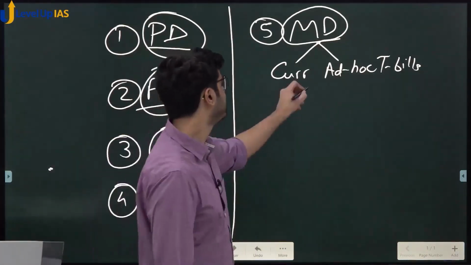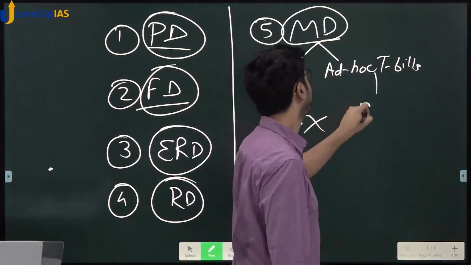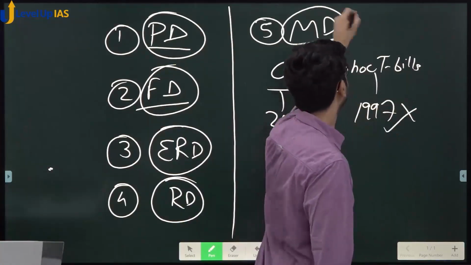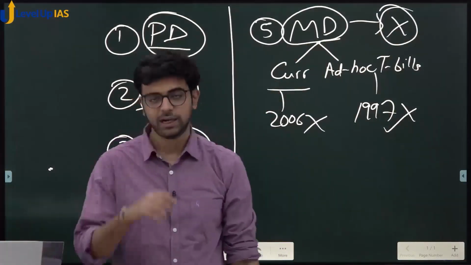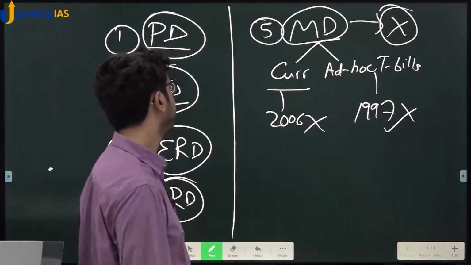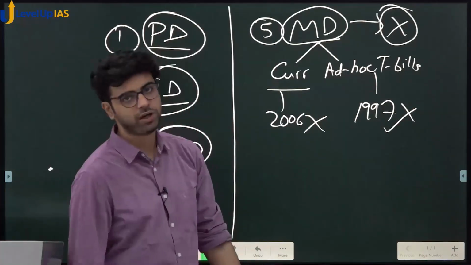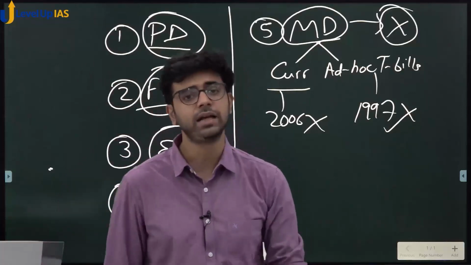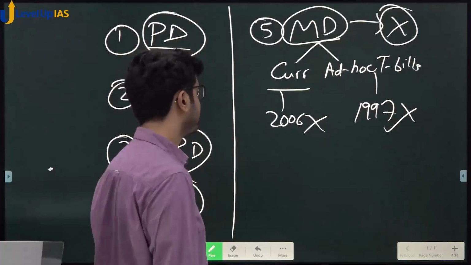Okay? This was discontinued in 2006 and this was discontinued in 1997. So that is why monetization of deficit currently does not happen. Yes or no? It used to happen up to a certain extent till 1997 and up to a certain extent till 2006, but now it does not happen. So monetization of deficit directly by RBI by printing currency notes or by purchase of ad hoc treasury bills does not happen.